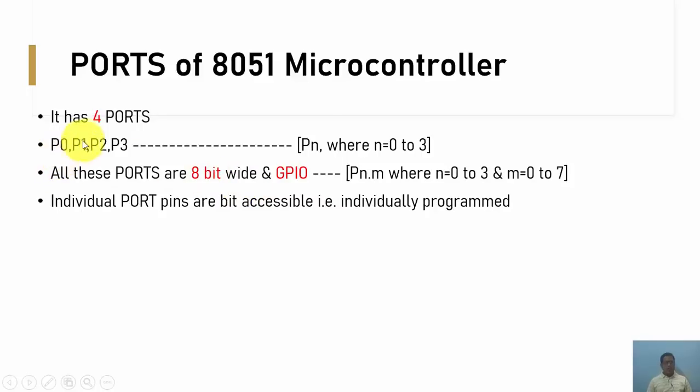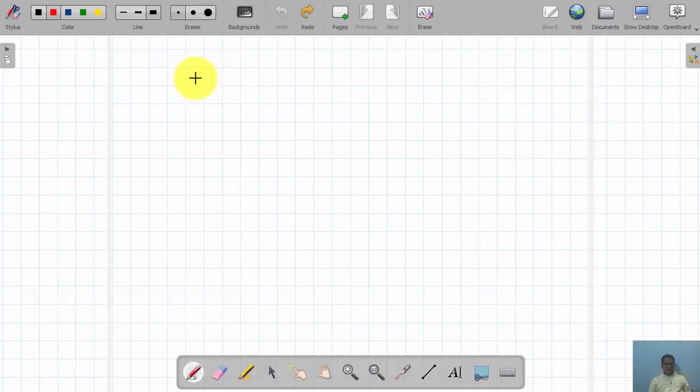So no doubt each of these ports consists of 8 different port pins. An individual port pin can be configured either as an input or as an output. What does that mean? Let us consider this. Suppose we are dealing with port P1. No doubt this port P1 consists of 8 different port pins.